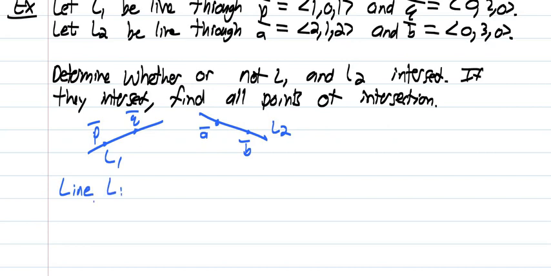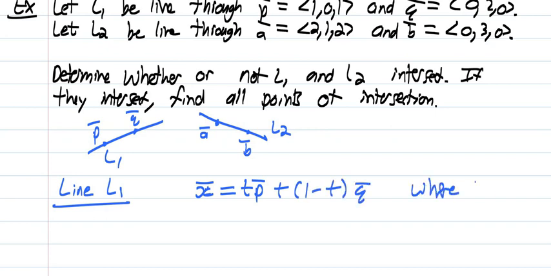So let's start off with line 1. We're going to look at the vector equation. We know that the vector equation is x equals tP plus (1 minus t)Q, where t is a real number. So tell yourself what t is. t is a real number. Now we're given that P is the vector (1, 0, 1), and Q is the vector (0, 2, 0).